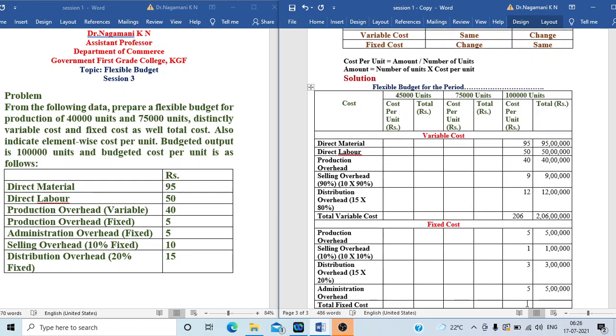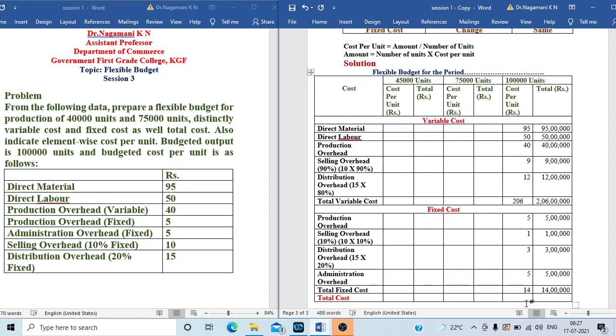Now we should put the total cost per unit for 1 lakh units is 14. Then total fixed cost for 1 lakh is 14 lakhs. At the end, we should put the total cost. Total cost means total variable cost plus total fixed cost.